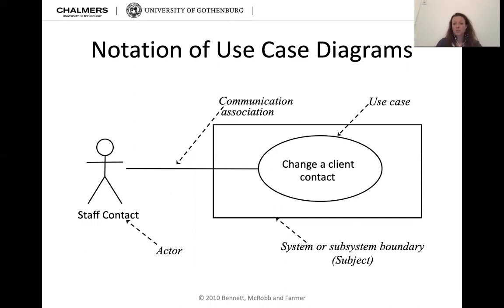Let's get back to the notation. So on the left-hand side, stick figure, there's your actor, and they have a communication association. When that's missing, I'm going to ask you, how do they ever interact with anything here? And then here, the elliptical shape, that's your actual use case. And then you have the system or system boundary, the subject of the diagram. That is pretty much all you need. And then there are a couple of special relationships like the extends and the generalization and the includes. But we'll get back to those.